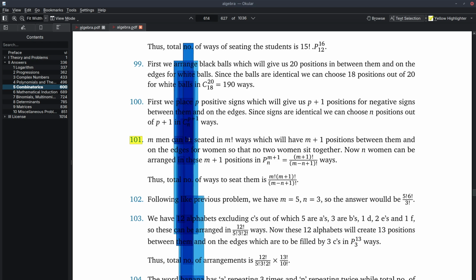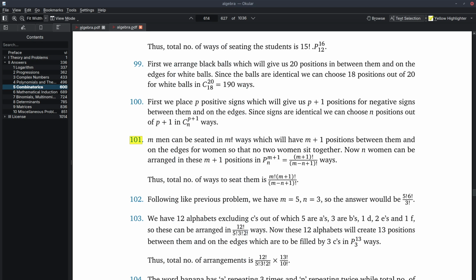So M men can be seated in M factorial ways, which will leave M plus 1 positions between them and on the edges. How do we get M plus 1? Suppose we have two men, then in between there will be one position, and on the edges there will be two positions, so 2 plus 1 is 3. If you have three men, then in between them there will be two positions and on the edges 2. Similarly, if M men are seated, then there will be M minus 1 gaps between them and 2 on the edges, so M plus 1.